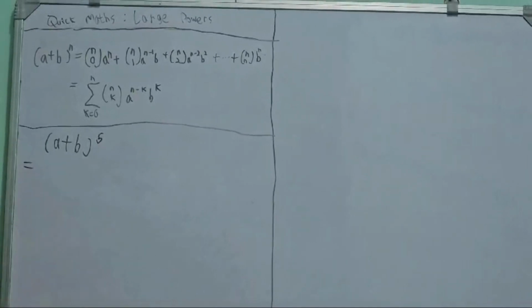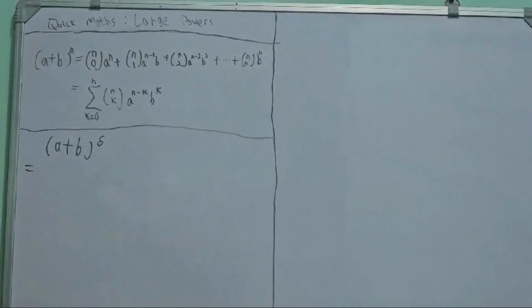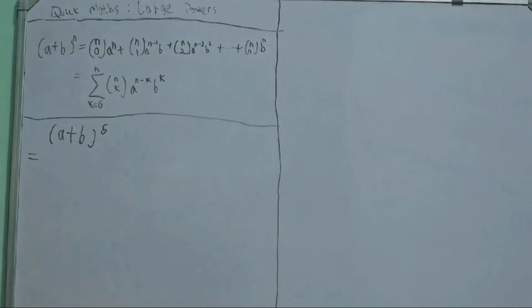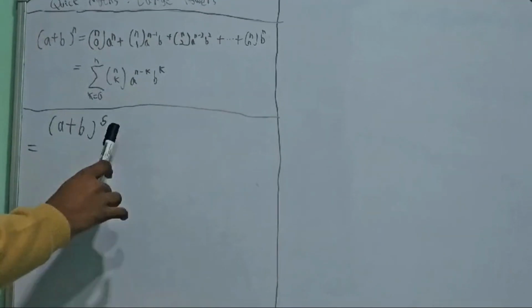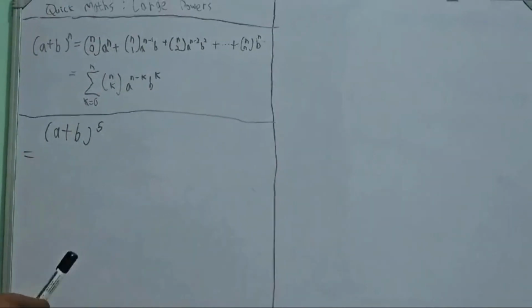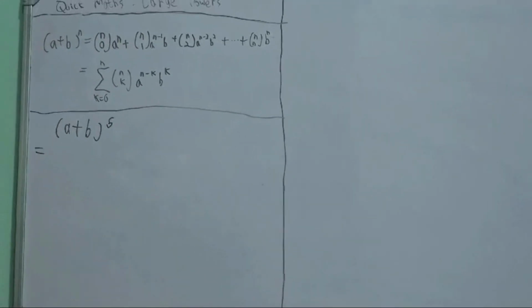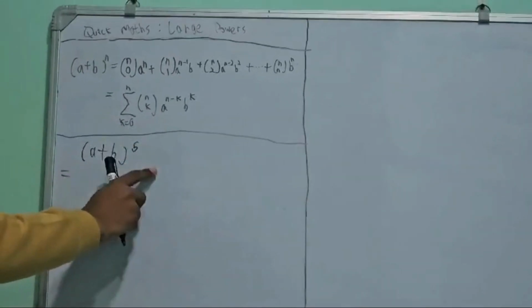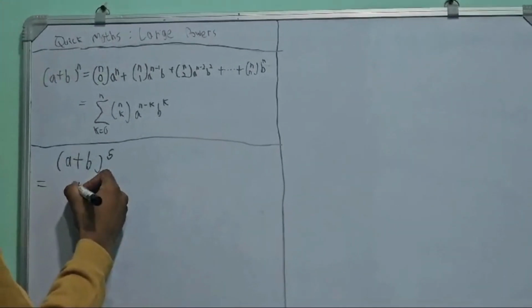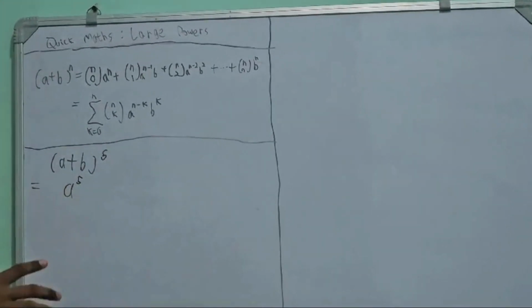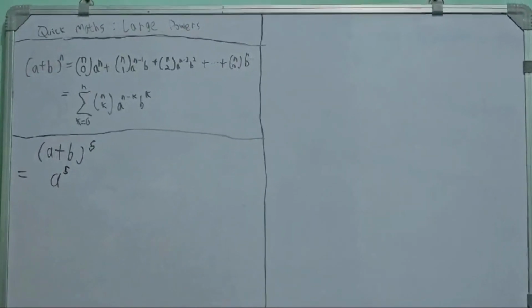Alright, so how do you do this? First of all, you list down the variable parts of the terms. How to do that? This is the power which we are raising to. Let's call it n, so n is equal to 5. The first term will be a to the power n, which will be a to the power 5. This will be the variable part of the first term.